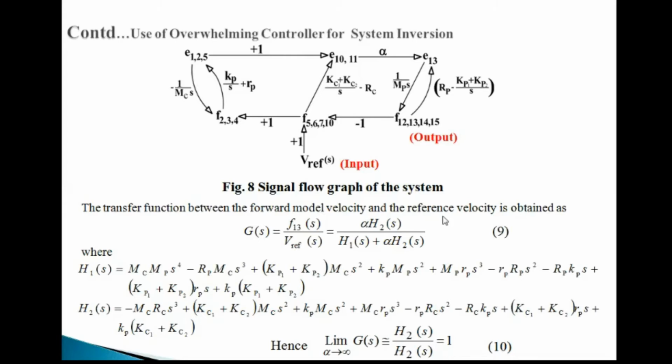Now here we can see that all the plant parameters, that is MP, RP, these are the spring mass damping parameters, all these parameters come only in the term H1 and not in the term H2. That means the H2 term basically is the controller term. So that means all these parameters are controlled by the overwhelming controller.